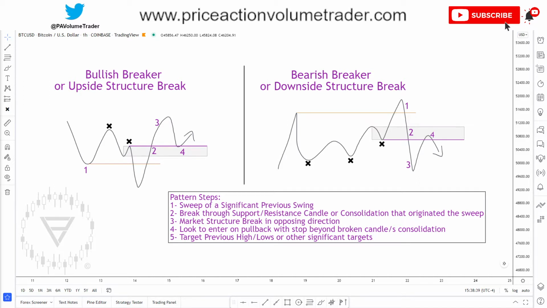It's just patterns that we constantly see forming over and over again, and people just give their own interpretation and terminology for them. But I'm going to break down what this breaker pattern is, which is basically just a break in market structure, and then I'll go over how we can trade this in any market: Forex, crypto, futures, etc.